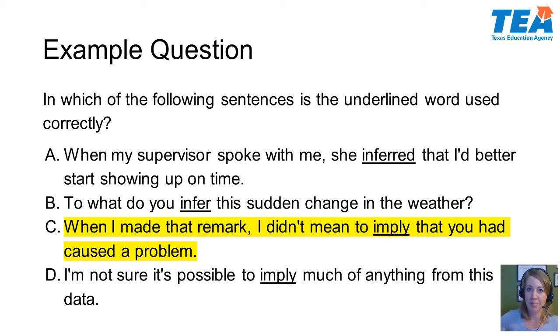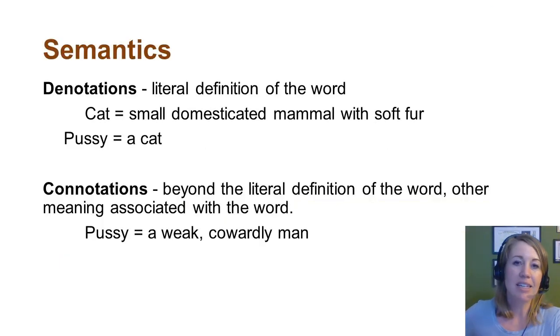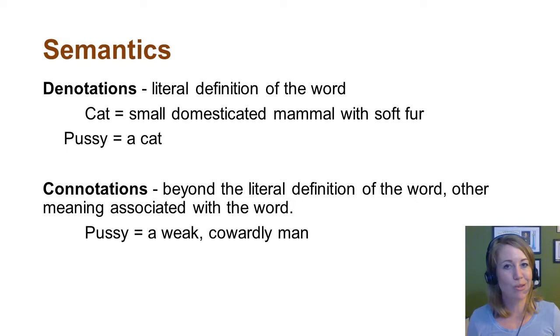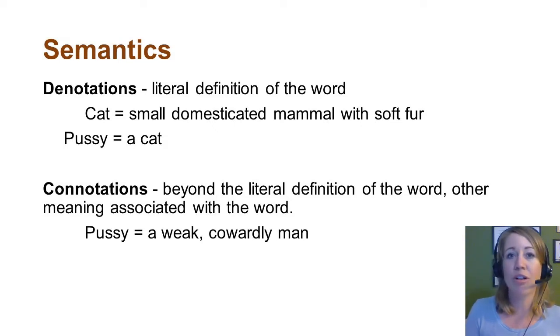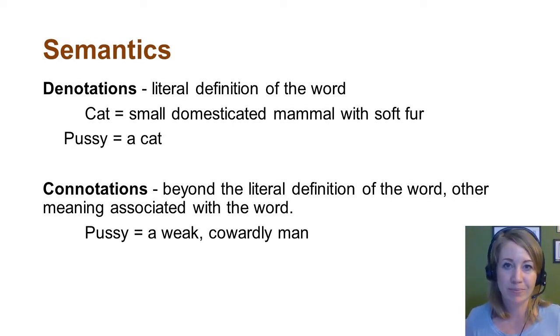We care about meaning because we know certain words mean more of the right thing than another word might in the same situation. In semantics, we also deal with denotations and connotations. So we're going to come back to that example, cat, using this. A denotation is the literal definition of a word. Okay, so I say cat, you can go to Google, look up the definition, and it means small domesticated mammal with fur. Okay, great. That's the literal meaning.